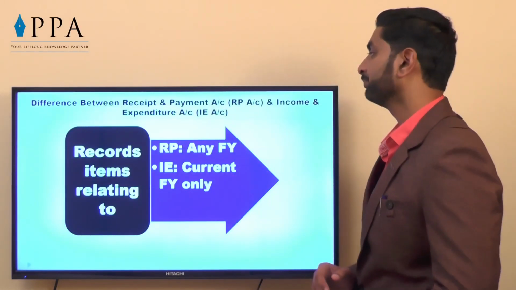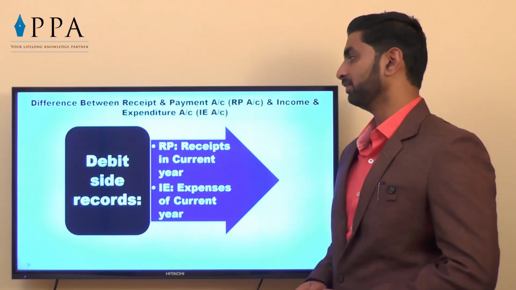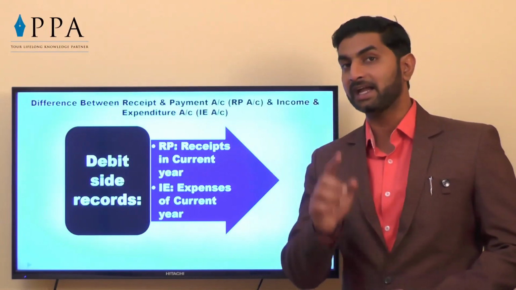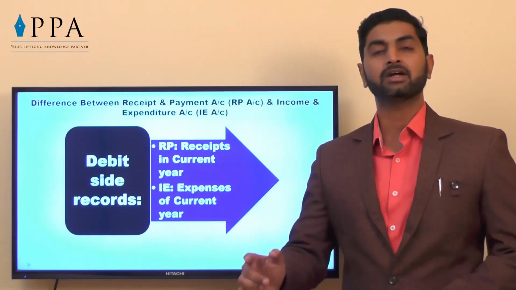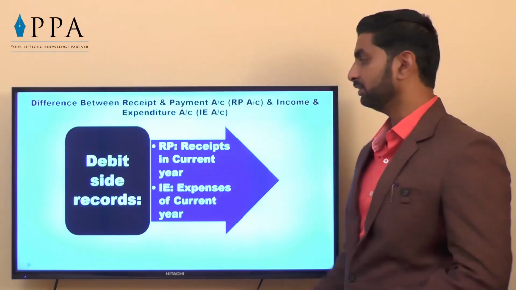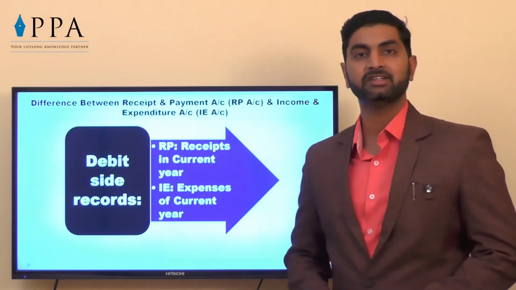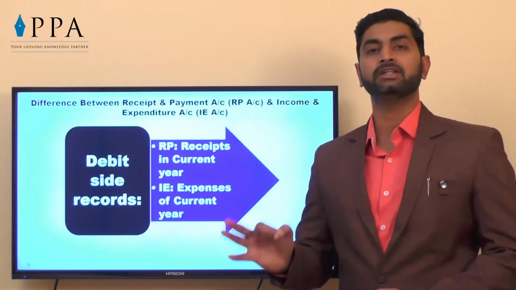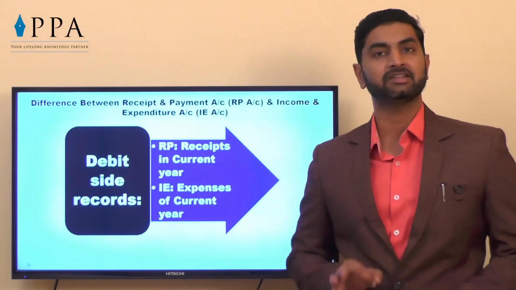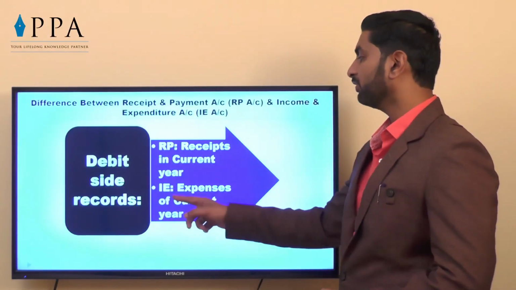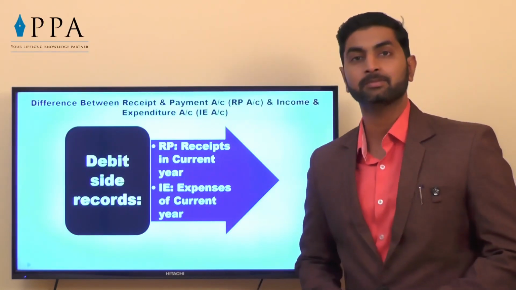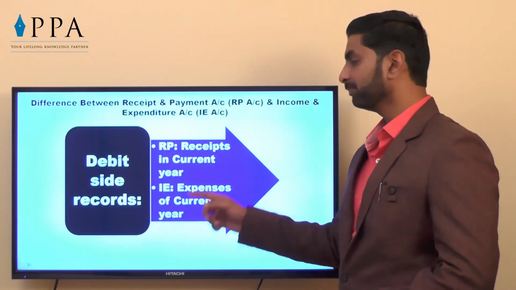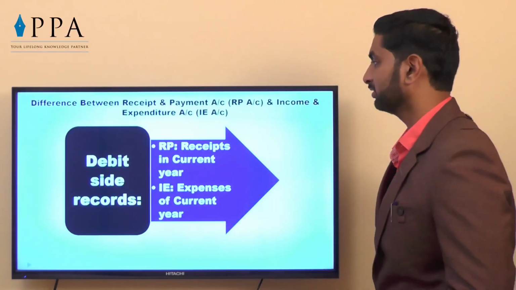So RP records the item related with any financial year, but IE records related with the current financial year only. That's the difference. Next point comes debit side. RP account records all the receipts on the debit side because it's a cash account, real account. Real account's rule is debit what comes in. Income and expenditure account is a nominal account. Credit all incomes and gains, debit all expenses and losses. On the debit side of IE account, you will find all the expenses and losses, if any. So debit side of RP, receipts; IE, expenses and losses.